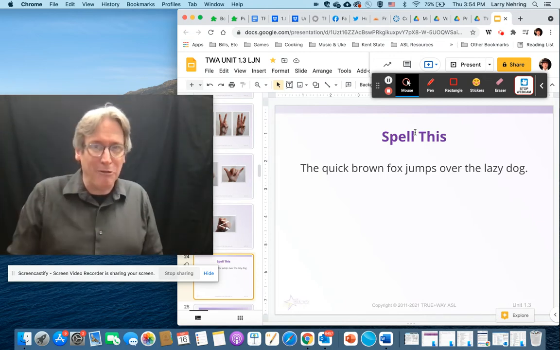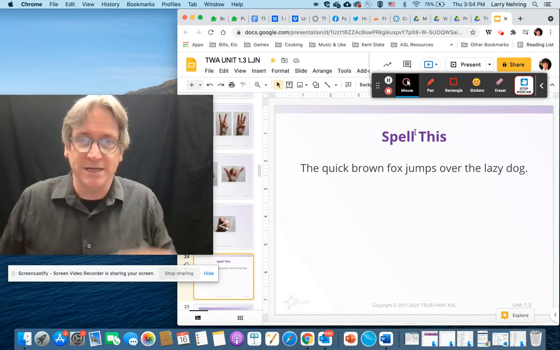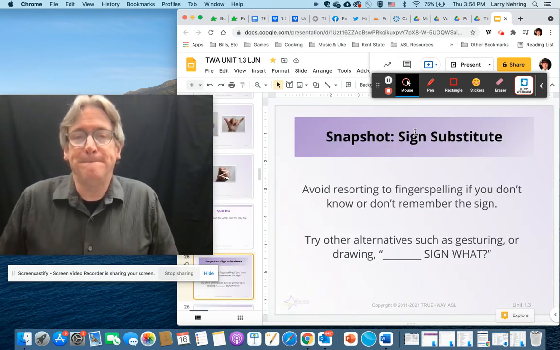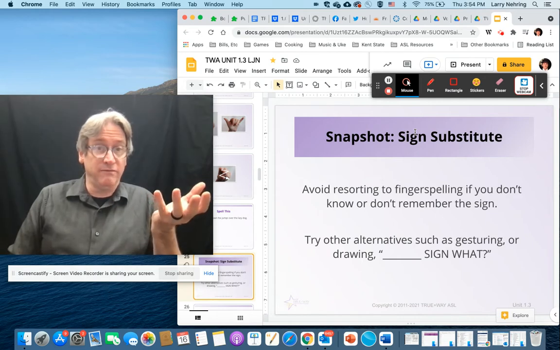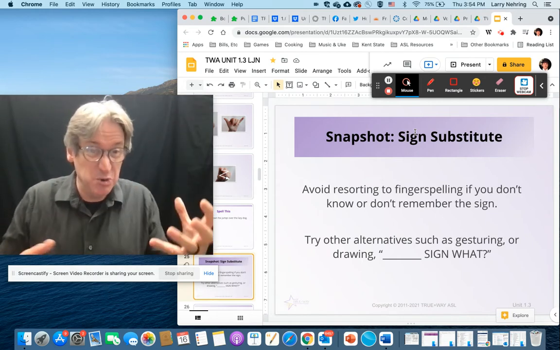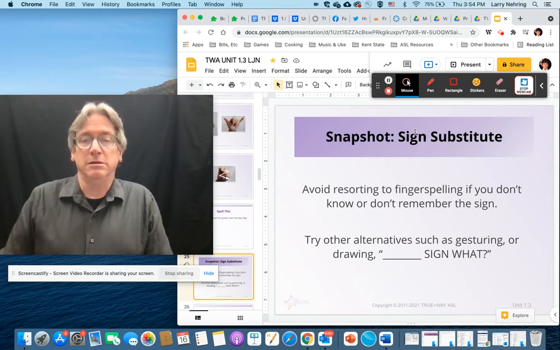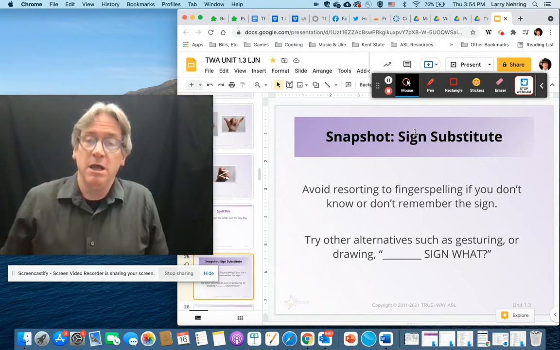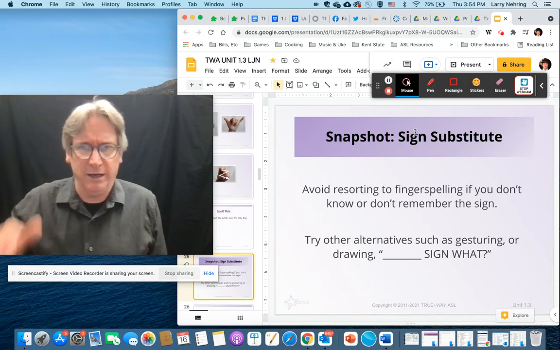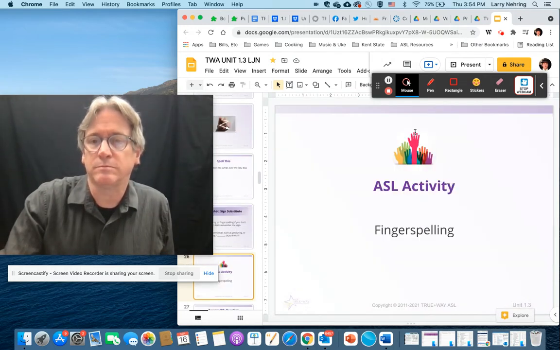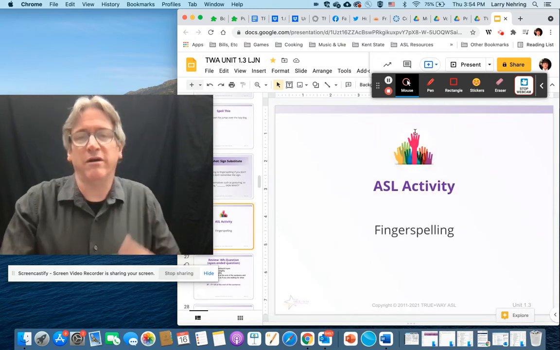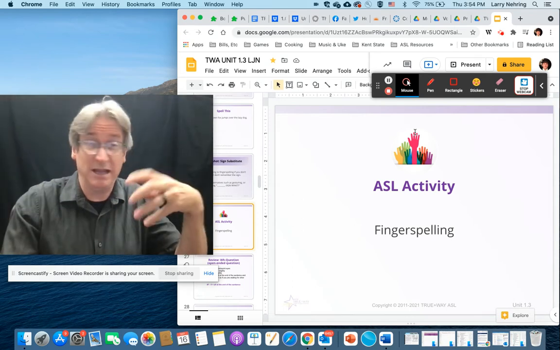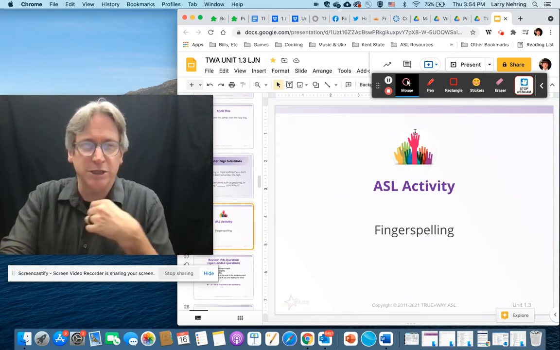There's a little exercise. Spell: the quick brown fox jumps over the lazy dog. That will get you using every single letter. So this is the recommendation of avoiding fingerspelling, especially now because fingerspelling is so new and frustrating. So if you're in conversation, try to act it out or draw it or illustrate, somehow draw it in the air rather than just fingerspelling what it is. It might be clearer. As a fingerspelling activity, we'll be doing things in the classroom, starting with names, then movies, book titles, things like that, just to give you a chance to fingerspell.